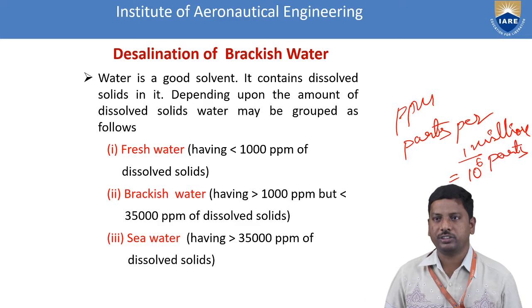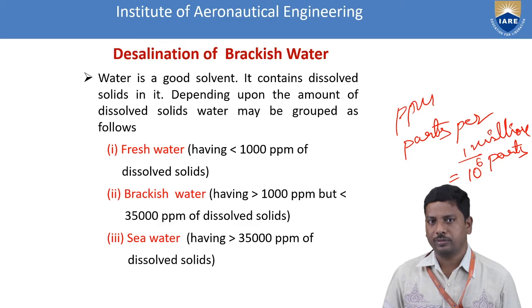First of all, we see fresh water. There is no problem because it contains less than 1000 ppm of dissolved salts. But the main problem is the brackish water and the seawater. Brackish water is water with a salty or particular taste. It contains 1000 ppm to 35,000 ppm of dissolved salts, whereas finally seawater contains more than 35,000 ppm salts.